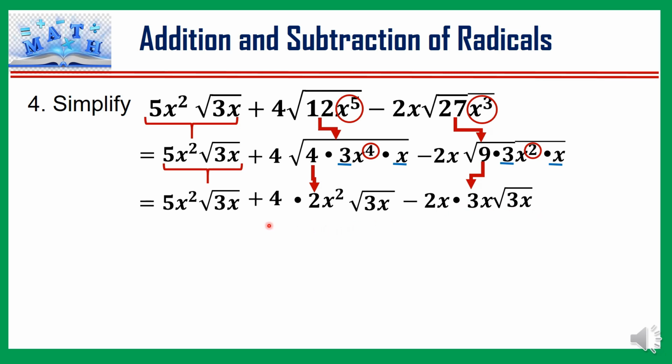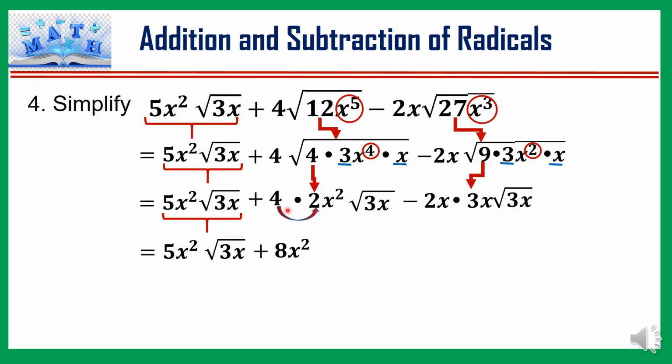After that, simplify natin yung mga terms outside the radical symbol at yung mga terms na nilabas natin kanina sa radical symbol. So, copy po ulit natin to. That is 5x squared, square root of 3x. And then, eto, multiply na natin. 4 times 2x squared will become 8x squared, applying the rules of exponent in multiplication. So, copy lang natin yung ating variable.